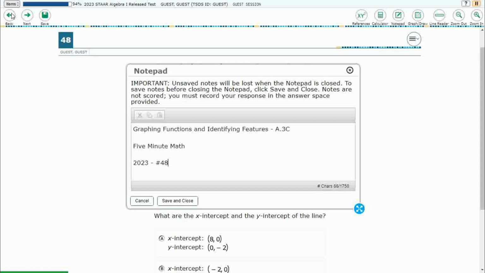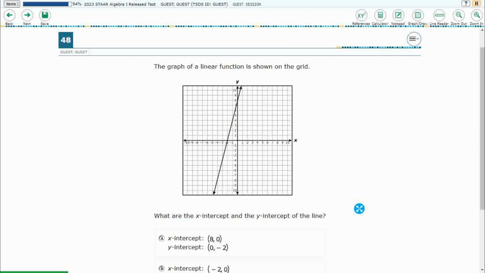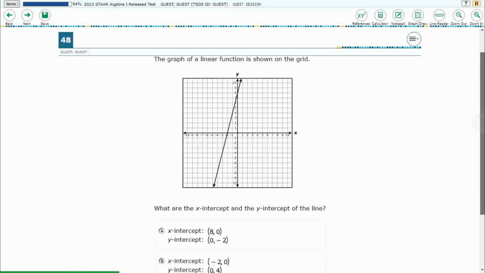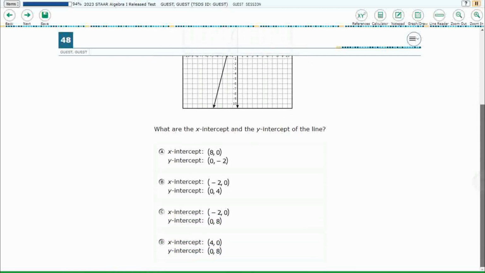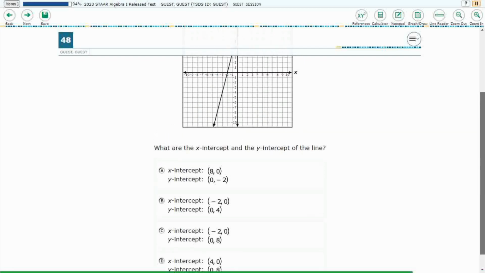Today we are looking at the Algebra 1 concept of graphing functions and identifying features. This is standard A.3C in the great state of Texas, and we are using item number 48 of the 2023 released STAAR test. If you haven't done so already, please take a moment to pause the video, work this problem out on your own, unpause it, and we will look at our answers together.